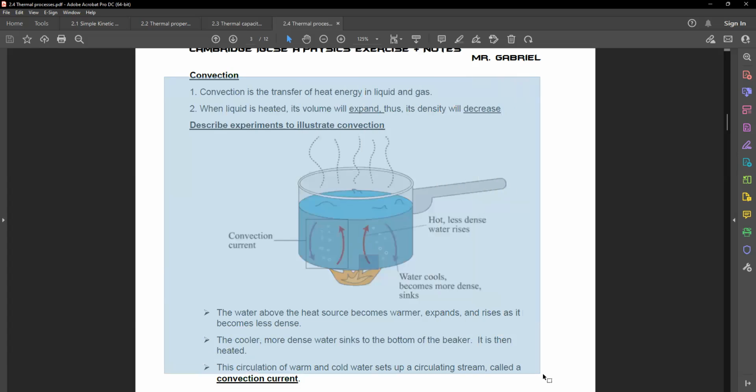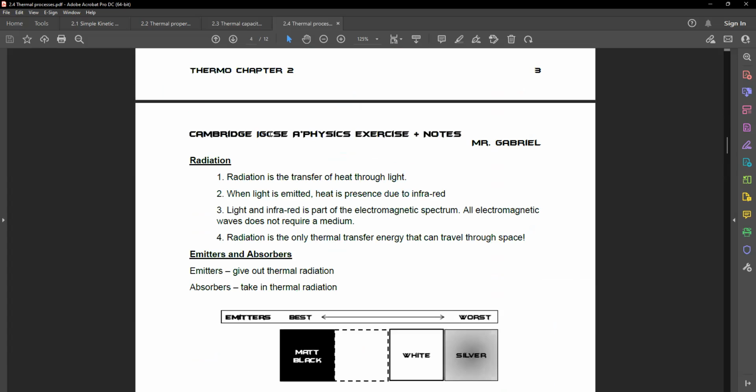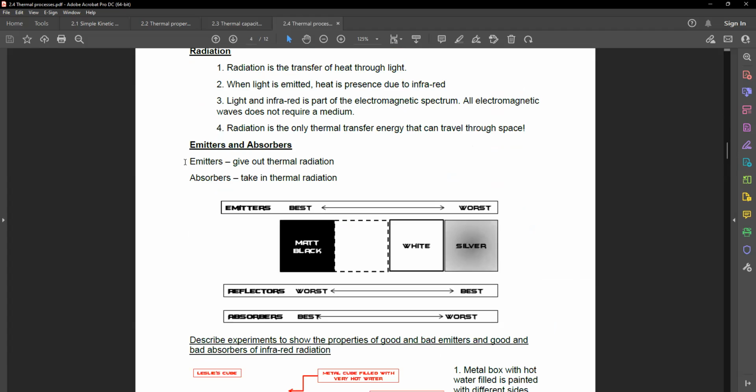Please read through it yourself. You have to know how it works in terms of the density, because if they were to ask about convection current, most likely they're going to ask about how the density changes and how it goes up and down, right? Anything that flows up is because it's less dense. Anything that sinks down is because it's more dense. Very, very important, right?